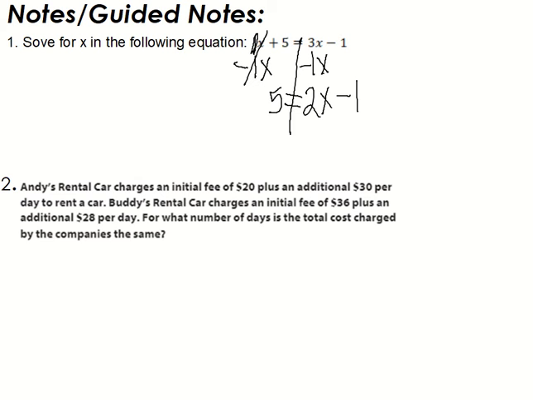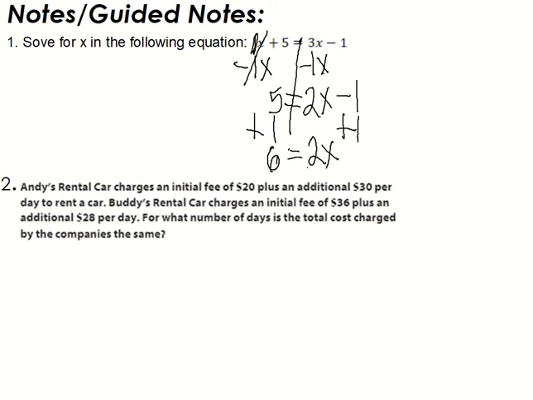So now we're going to use inverse operations again, but this time we're not going to move the variable. I'm going to move this constant. It's minus 1, so I'm going to add 1. 5 plus 1 is 6 equals 2x. And now we have a one step.